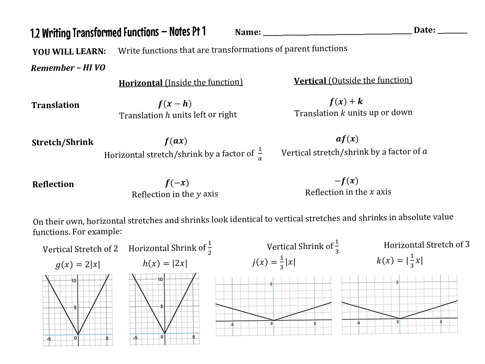So we talked a little bit about HIVO, which is a mnemonic that I use that helps me remember what order things are happening in and where those things happen. But let's just recap that a little bit right now. The HI part of HIVO is that horizontal things happen inside the function. And they are also the inverse of what you think they should be. So if it says plus 3, in my head that means I should be going 3 to the right, but it actually means that I'm going 3 to the left. So horizontal is the inside part, and it's the inverse of what you think.